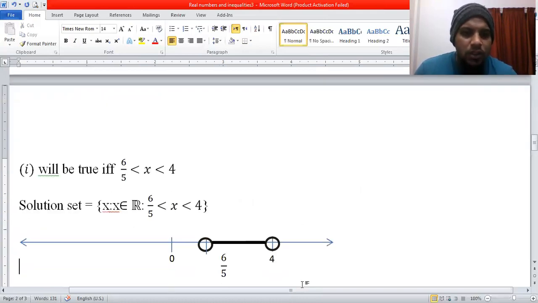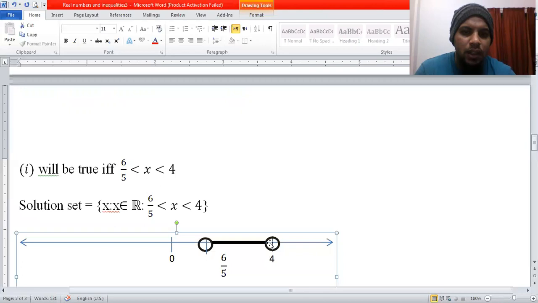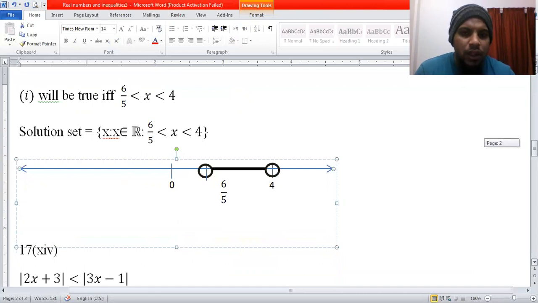Okay, and we are also showing the solution on the number line, from 6/5 to 4. We do not include 6/5 because there is no equal sign. That's why we just put a circle here, also not covered by any color. Okay, we are going to the next solution.